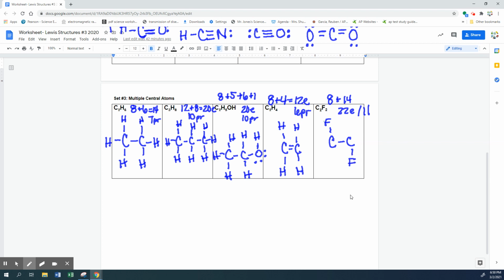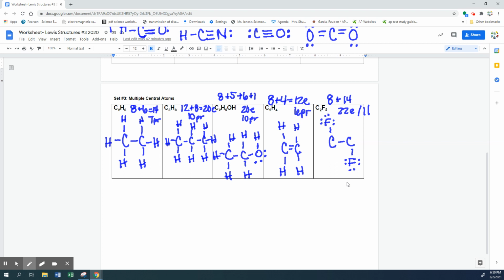Each fluorine has 6 valence electrons that are not bonded to anything. So I'm going to add those. This fluorine's happy, this fluorine's happy. Carbon is not happy. It only has 2, and this one only has 2.